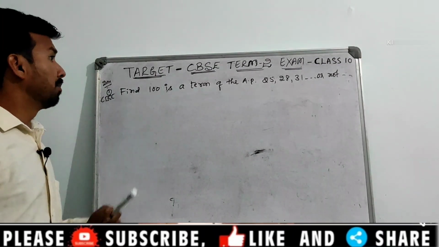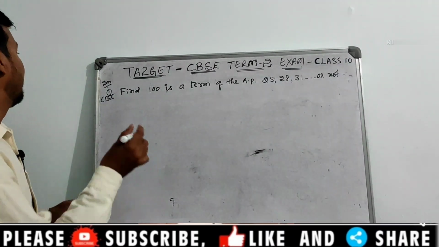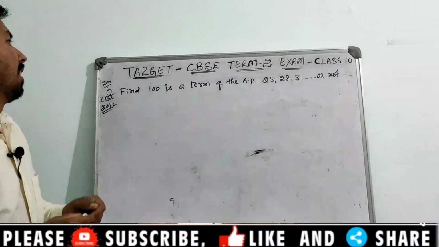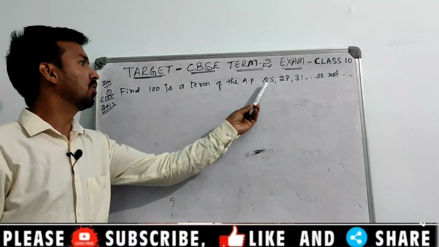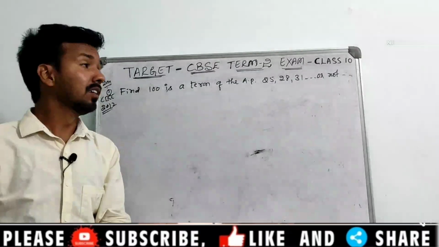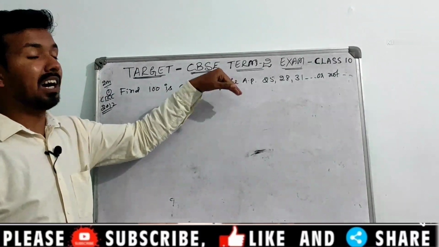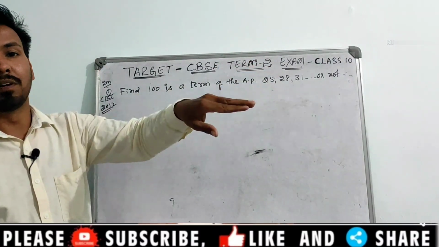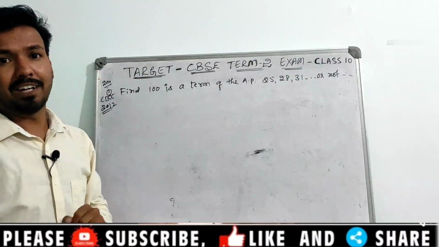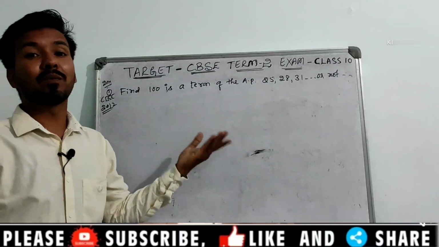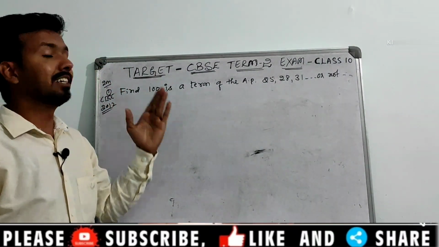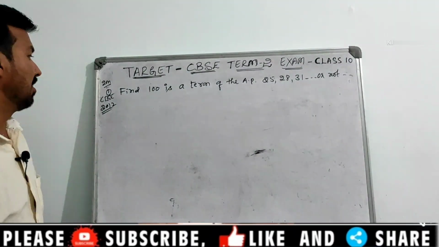Again, another important question they asked in CBSE 2012, children. Find whether 100 is a term of the AP 25, 28, 31 or not. How do you find it? If we get the number of terms n as a whole number, then 100 is a term of the AP. Otherwise, if n is not a whole number, in other words it becomes a fraction, then 100 is not a term of the AP. Let us just solve it, children.